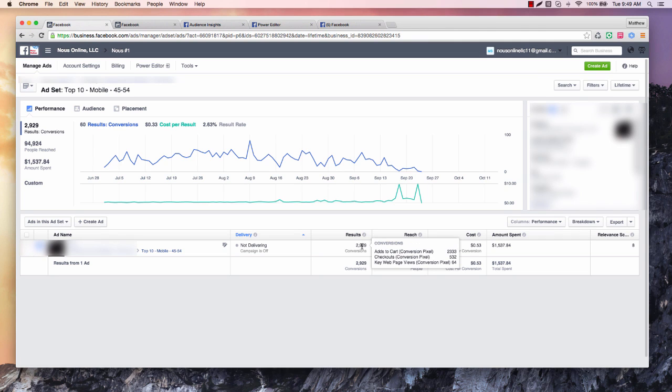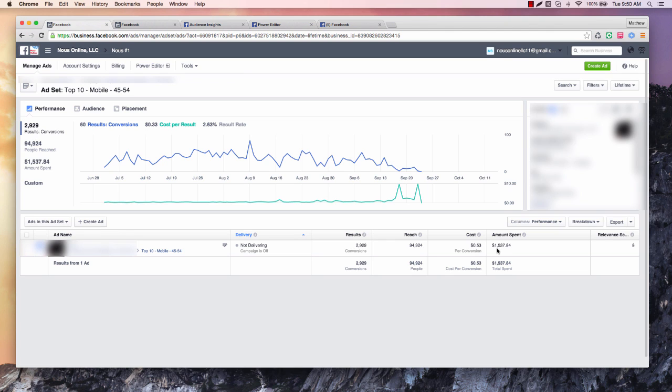$7 times 532, which is $3,724. So 3,724 is that initial margin. So I have to then take 3,724 and minus the ad spend here. So the real profit for me on this ad set was $2,100, just shy of $2,200. So it goes from $5,300 in revenue down to $2,187 in profit. Does that make sense? I hope it does.